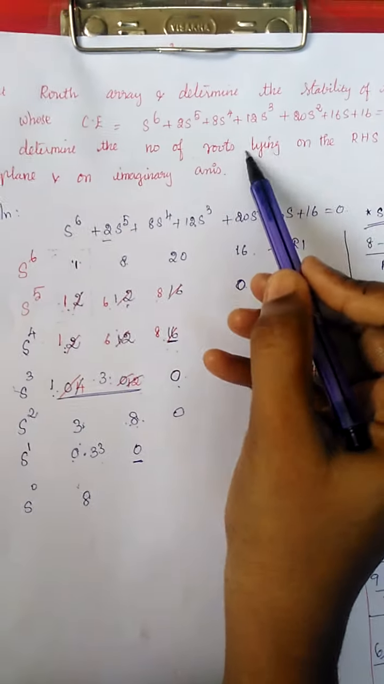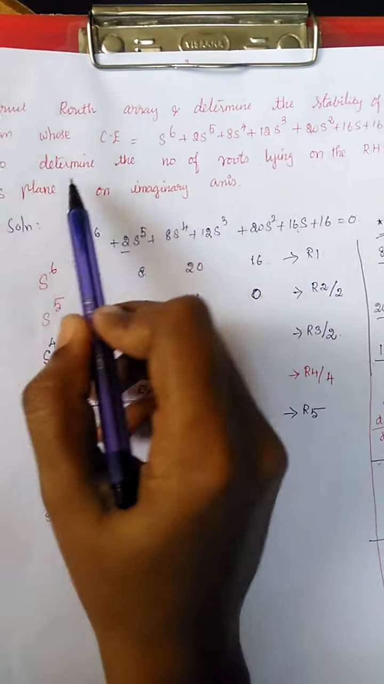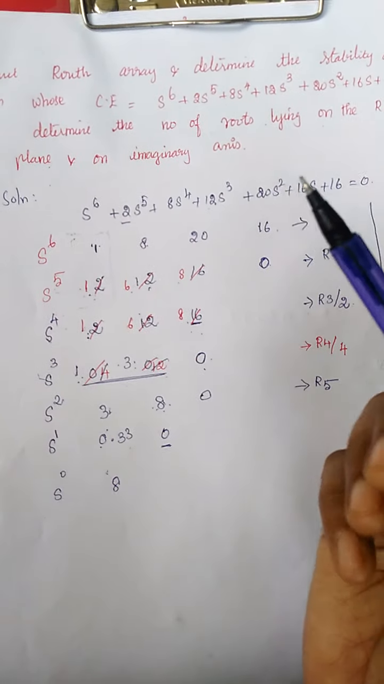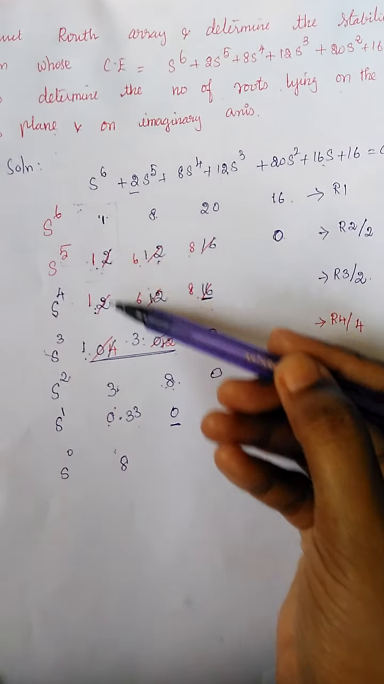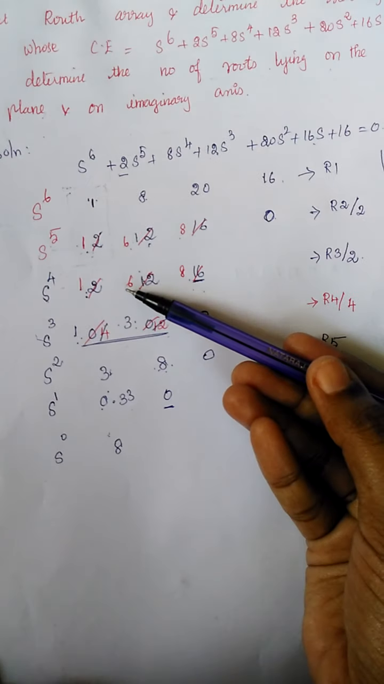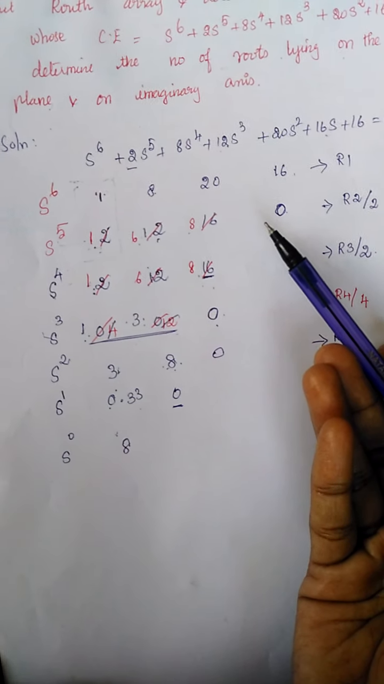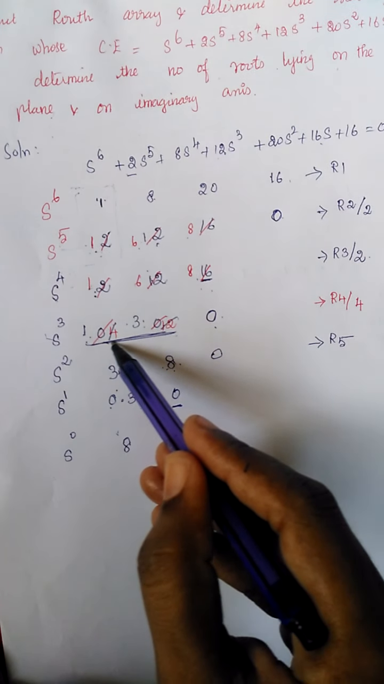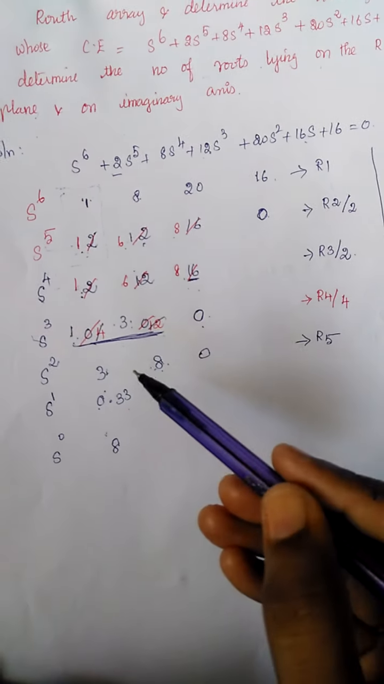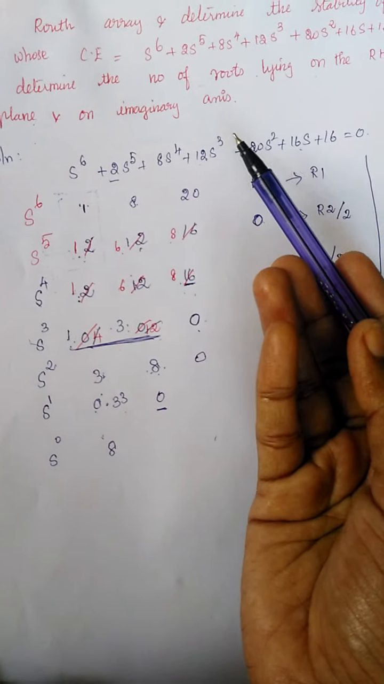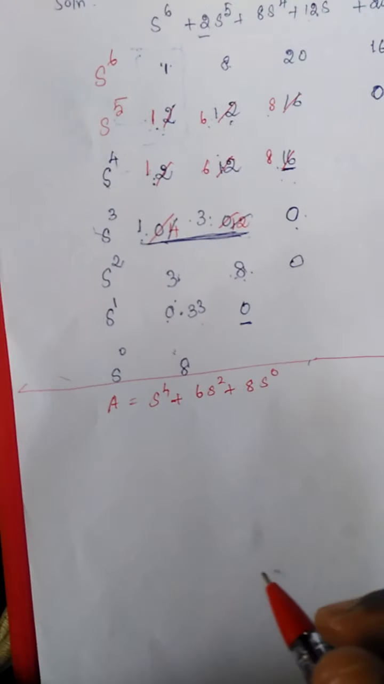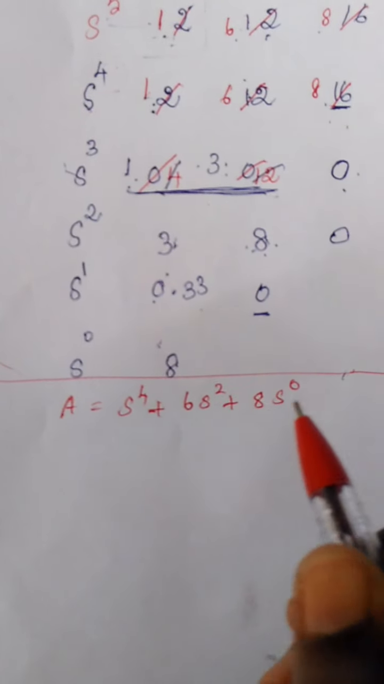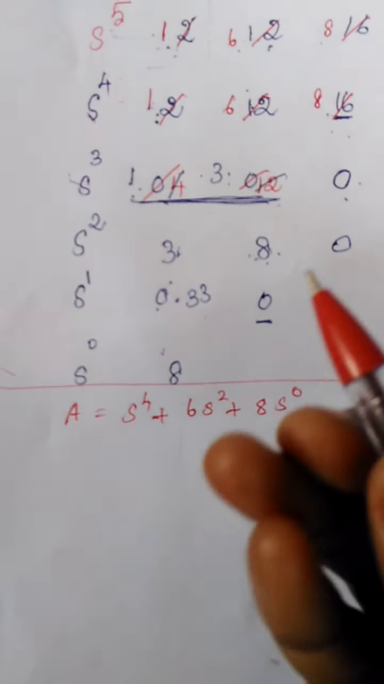Determine the number of roots lying on the RHS plane, imaginary plane and LHS plane. We discussed that in the first column there is no sign change, so it is a stable system. But here we are already having a zeroth row in this, so for that purpose you are going to find the roots. So this is my auxiliary equation, and I am going to find the roots.